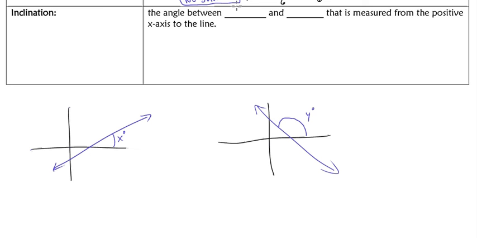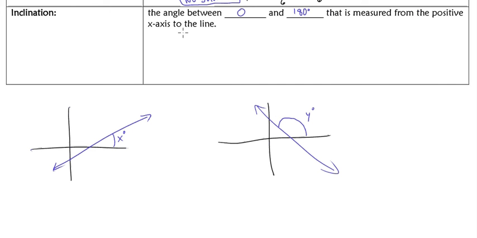Now the angle is always going to be greater than 0, or between 0, I suppose it could be 0. An angle between 0 and 180 degrees that is measured from the positive x-axis. So again, we'll start from the positive side and then go to the line.